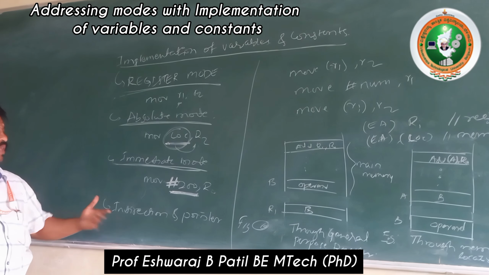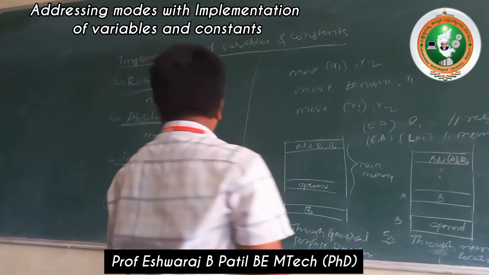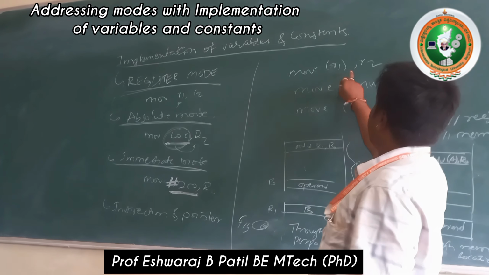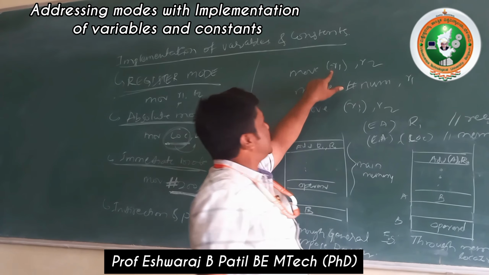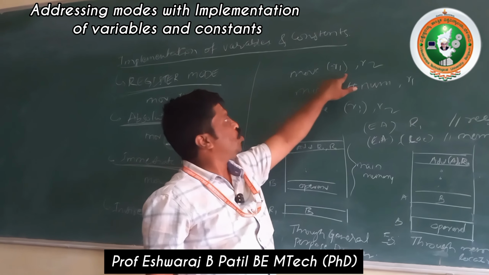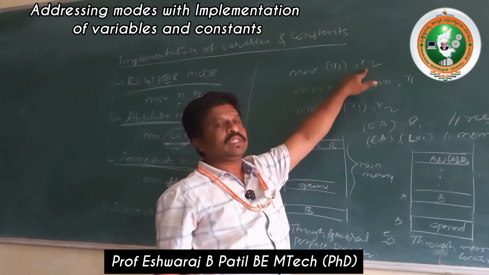Next is the indirection pointer. What is this indirection pointer? Here we will be mentioning the value completely indirectly. Here the register R1 indirectly mentions the particular address. This is moved to the register R2 itself.